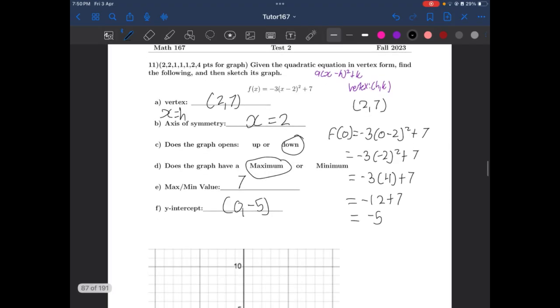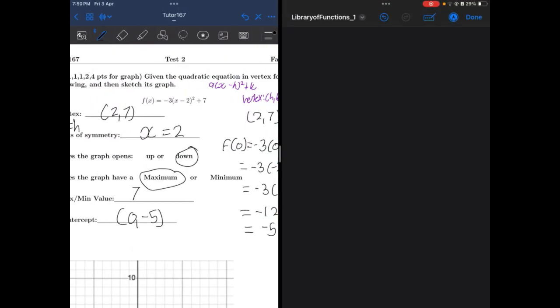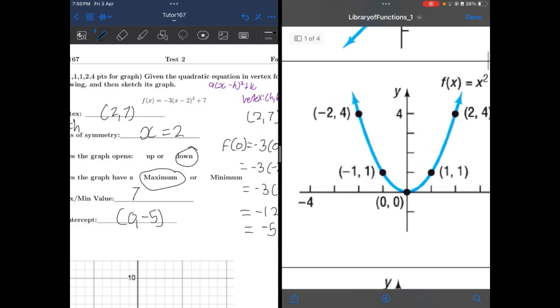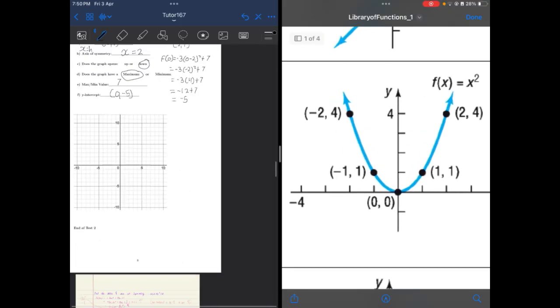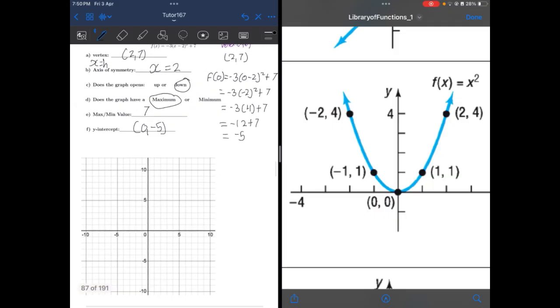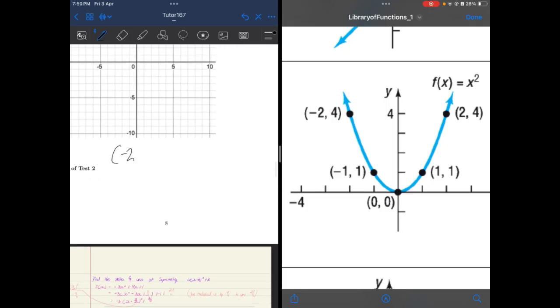So to graph it, there are quite a few things. First, you need to actually know how the graph of x squared looks and the points that are actually on the graph of x squared. So as I say, you really need to know your library of functions. So you need to know these points that are on these graphs. The points that are here are negative 2, 4, negative 1, 1, 0, 0, 1, 1, and then 2, 4, right?